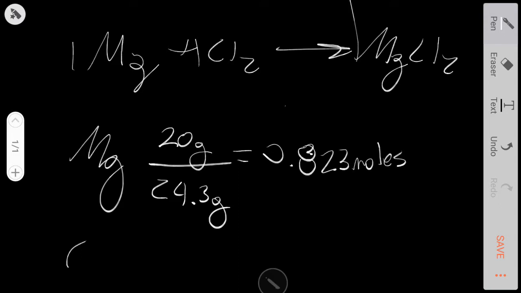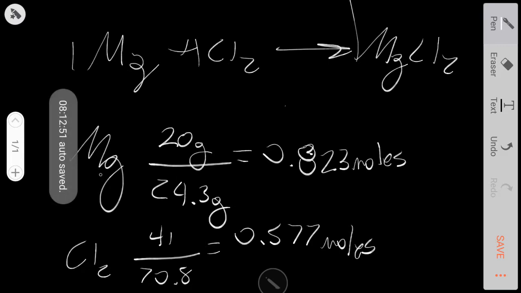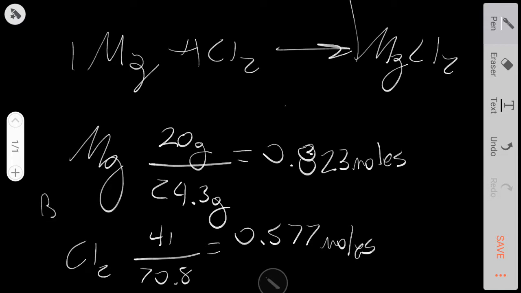Okay, cool. For chlorine, the question's telling me I have 41 grams. And it's 70.8, or you could have 71 grams per mole. On a calculator, I calculated it based on 71, I rounded, which gave me 0.577 moles. Clearly, this is not 1 to 1, right? So I have a fewer amount of moles of chlorine than I do magnesium. So what is limiting me? What's holding me back? Obviously, it's chlorine. So the answer for number 7 is B.